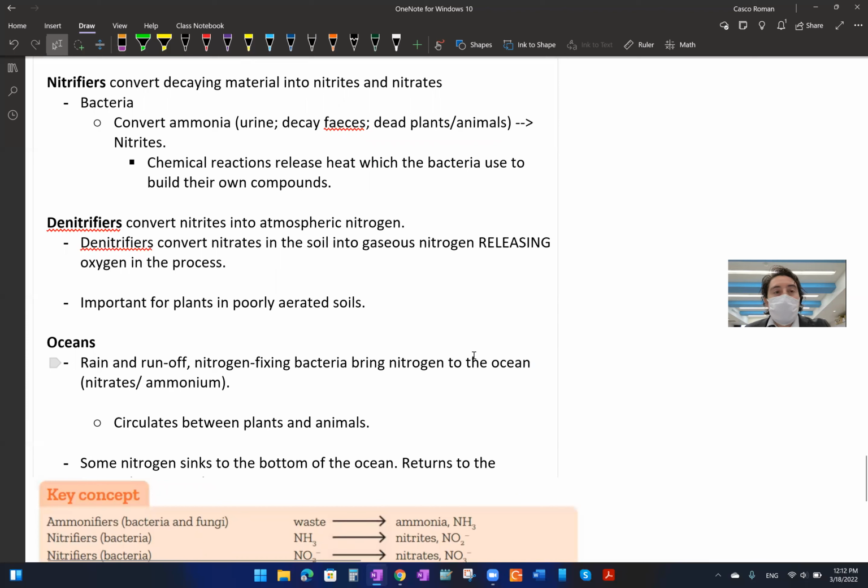Okay. What's interesting is that this reaction does liberate heat, all right? To produce nitrite, a byproduct of this reaction is liberating heat that the bacteria can also use as a form of energy to build their own compounds. So they're kind of benefiting too in these reactions, right? Using a form of energy there.